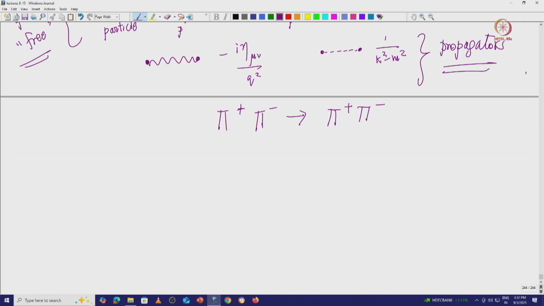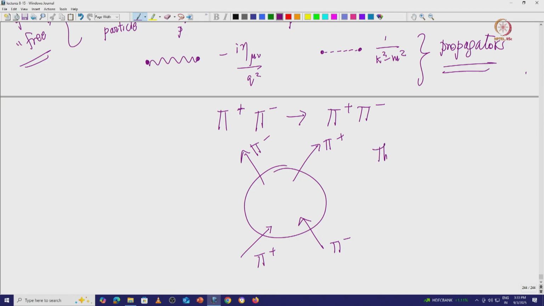So what we have is a quantum mechanical interaction in which a pi plus comes inside, and a pi minus goes outside, and a pi plus goes outside. This is called a 2 to 2 process.